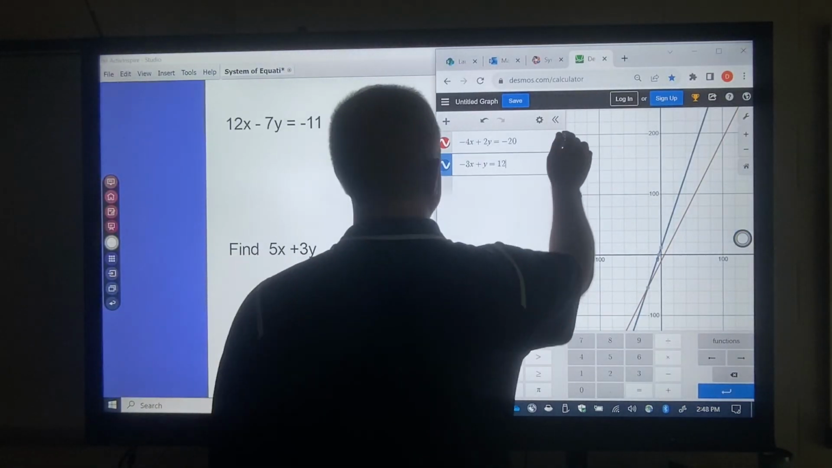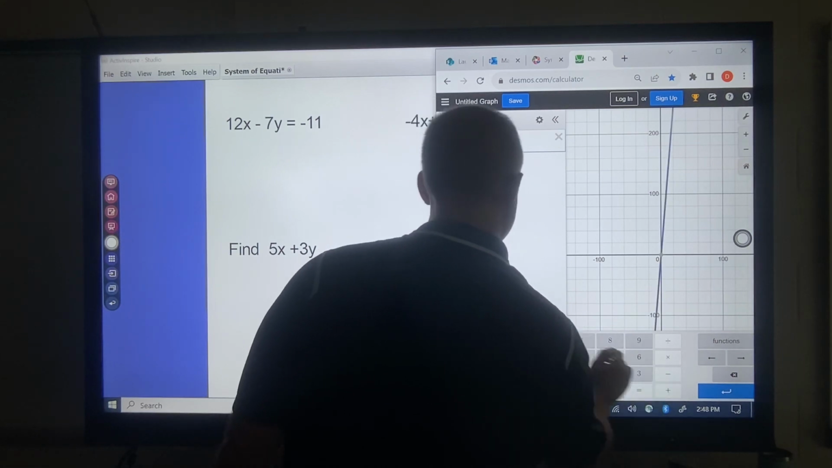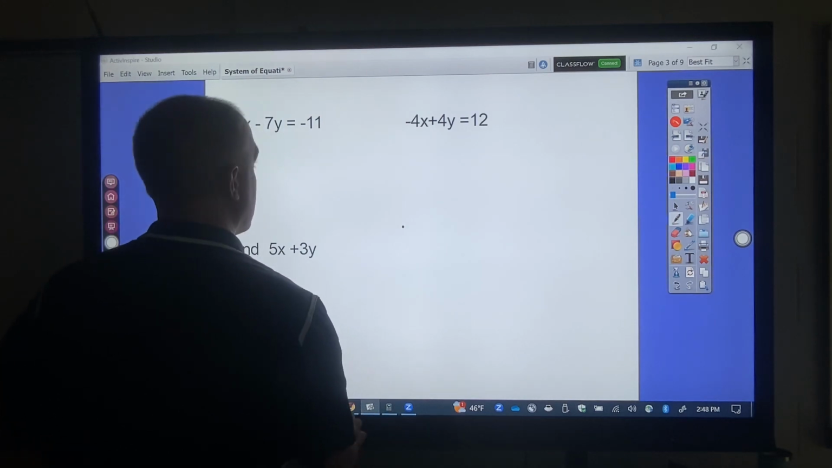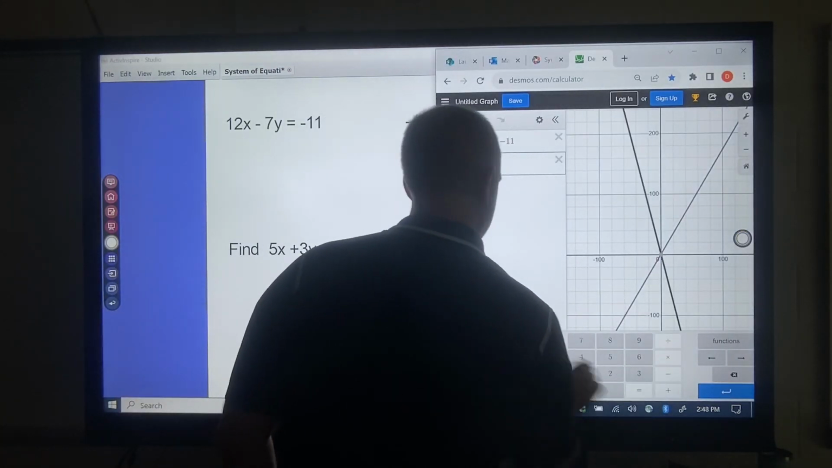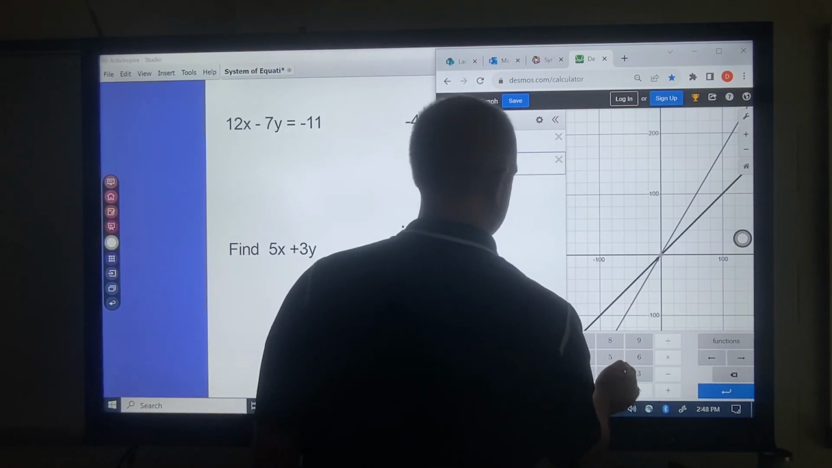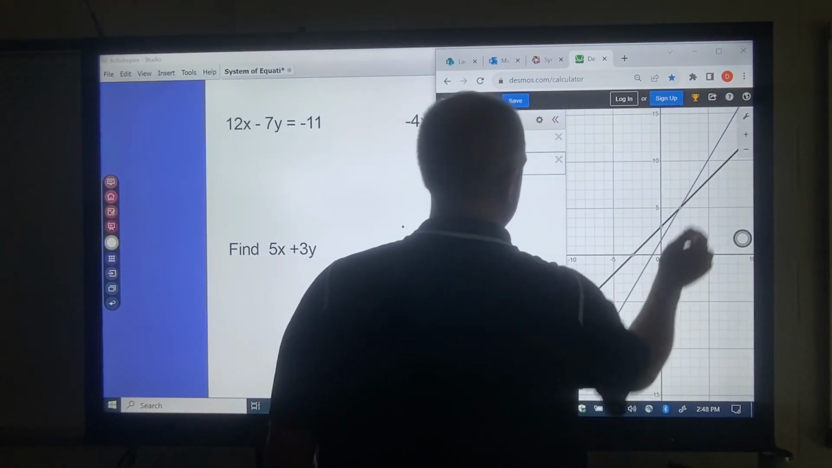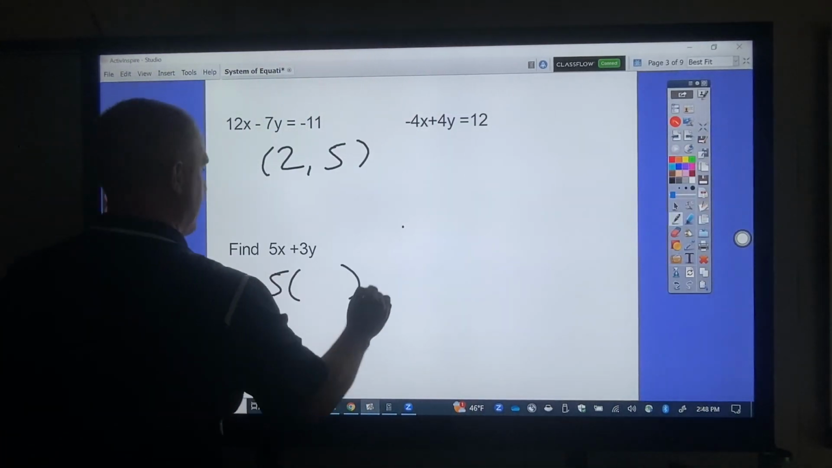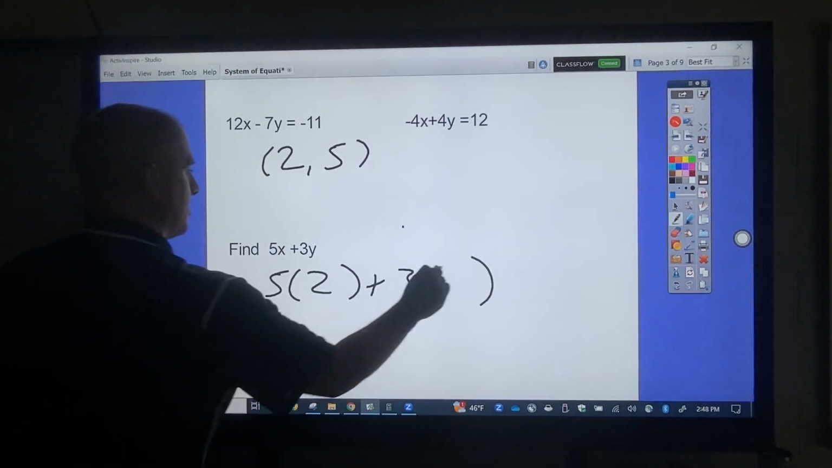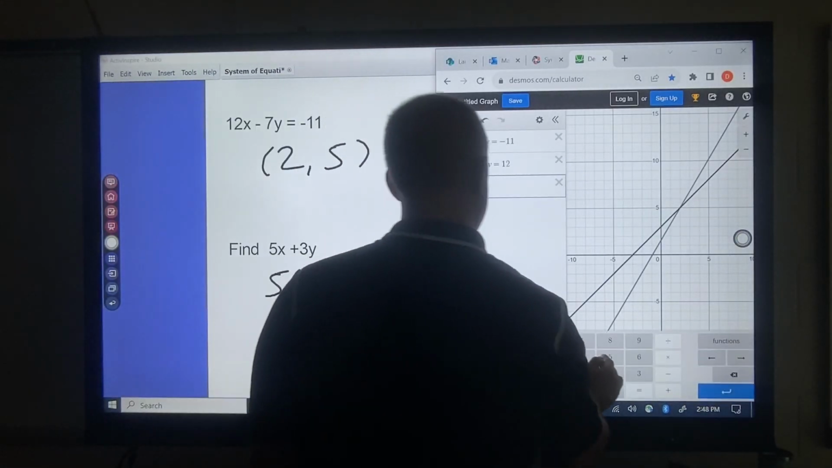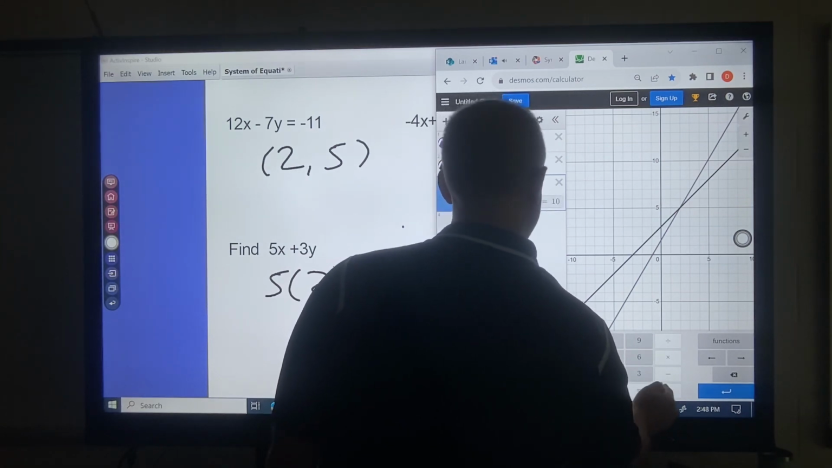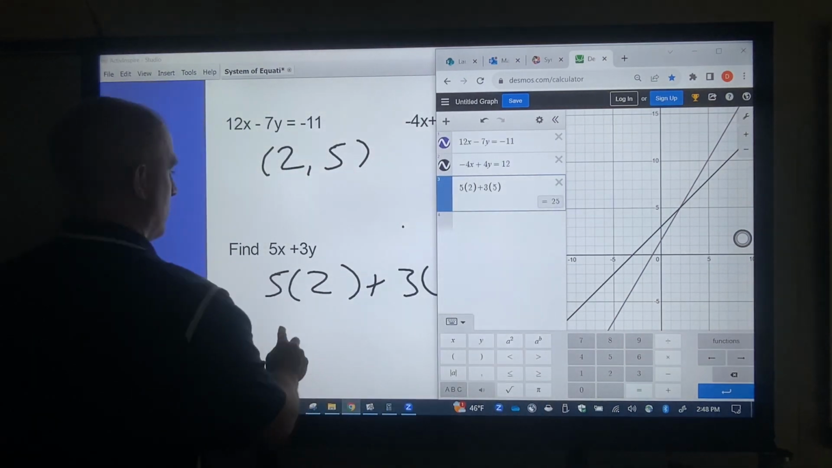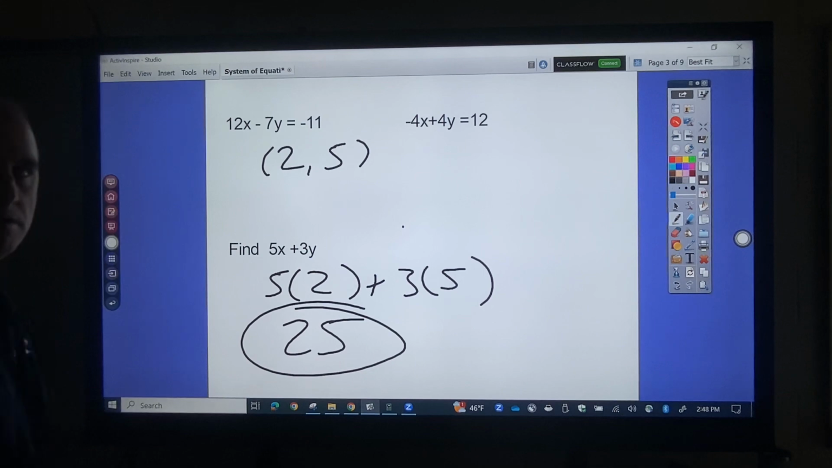So what I want to do is go 12x minus 7y equals negative 11, negative 4x plus 4y equals 12. Okay, so that's 2 comma 5. So what they want me to find is 5x plus 3y. So I'm just going to put 2 in there and 5 in there. So that is 25. Okay.